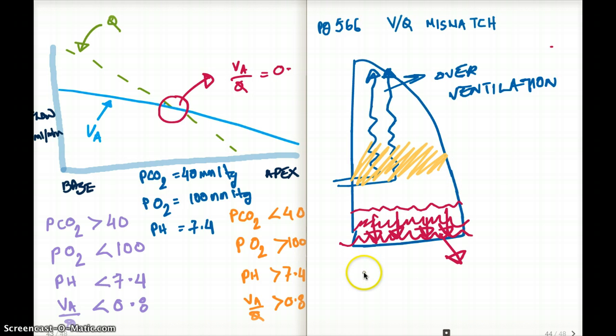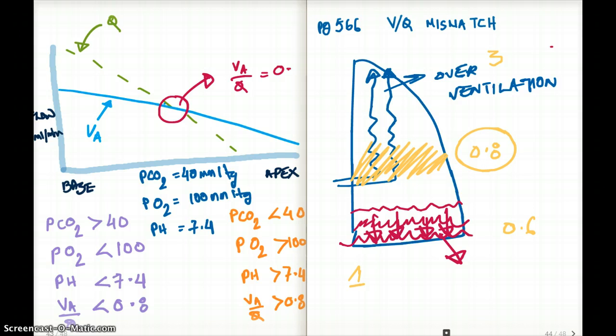Ideally, the ventilation perfusion ratio should be 1, but usually it's 0.8. At the apex, it is about 3. At the base, it's about 0.6. So in the middle, we have the closest to ideal as possible.